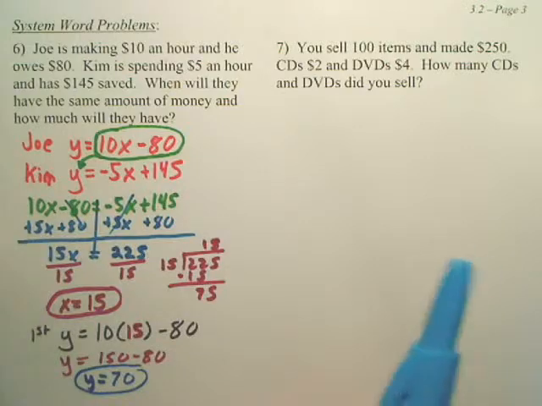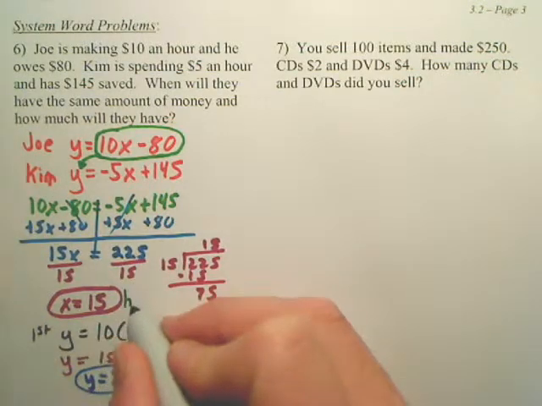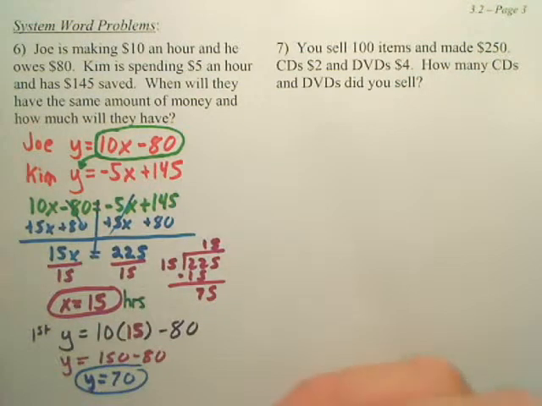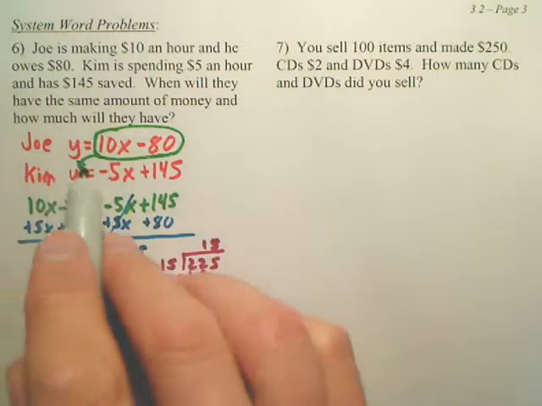So what does that mean? In 15 hours, they will both have $70. Okay with that? In 15 hours, they both have 70 bucks. In this scenario. It's not the best scenario, but it's an example. This we use substitution.